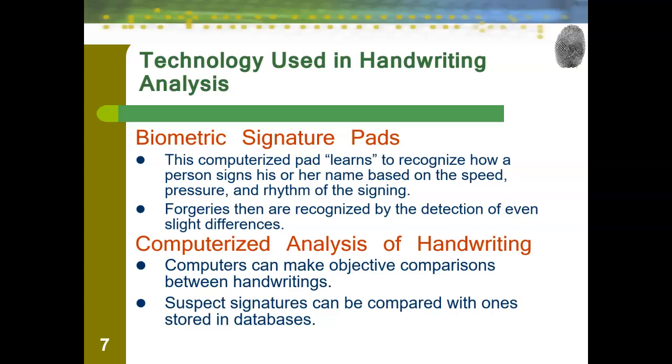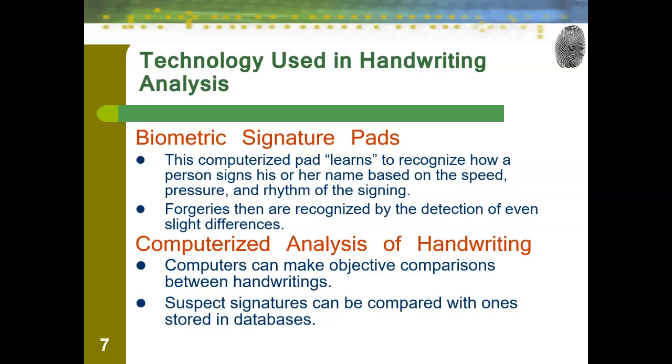And the next time you go to sign your name, I want you to think about the places that you speed up, slow down, maybe even pause. That is likely unique to you and only you, so biometric signature pads are incredibly hard to fake. So forgeries can be recognized by even slight differences.